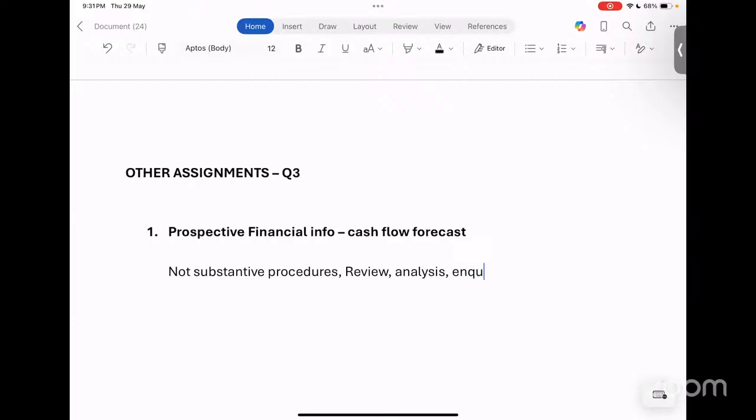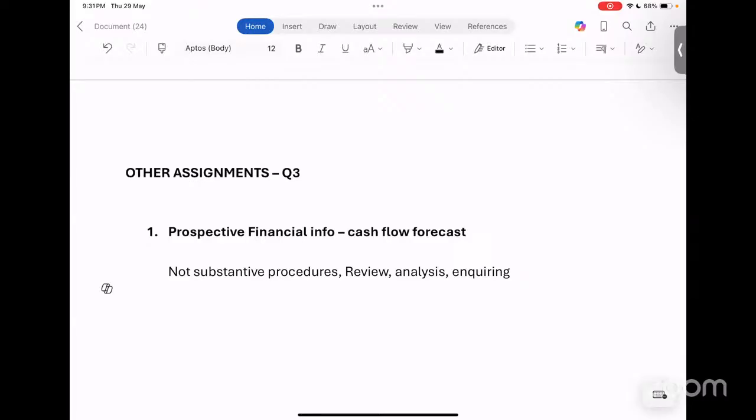So it's like you're not going to the site and visiting it or recalculating stuff. So that's the essence of other assignments: we are not doing substantive testing, because substantive testing is done only in audit, where we have to give reasonable assurance. Here we are just reviewing stuff and giving limited assurance.